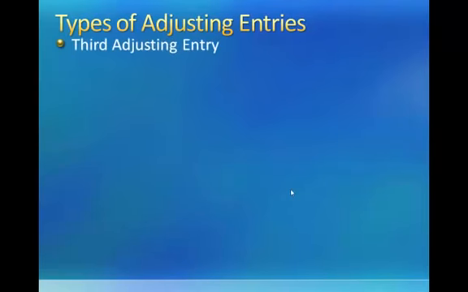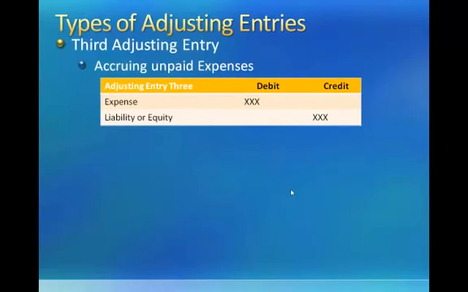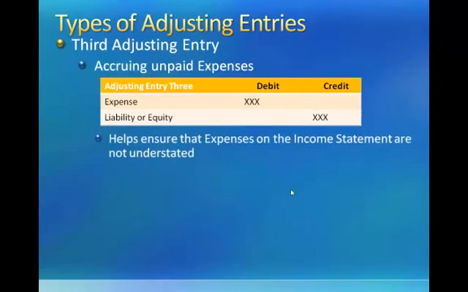The third adjusting entry accrues unpaid expenses. This entry is necessary when an expense has been incurred, but the company has yet to fulfill their commitment related to this expense. Often this unfulfilled commitment represents a liability, i.e. accrued interest on a loan. But it could also involve an equity account, i.e. restricted stock or stock options. This entry therefore involves a debit to an expense account and a credit to either a liability account or an equity account. Recording this type of adjusting entry helps ensure that expenses recorded on the income statement are not understated. Failure to make this adjusting entry will thus overstate net income.